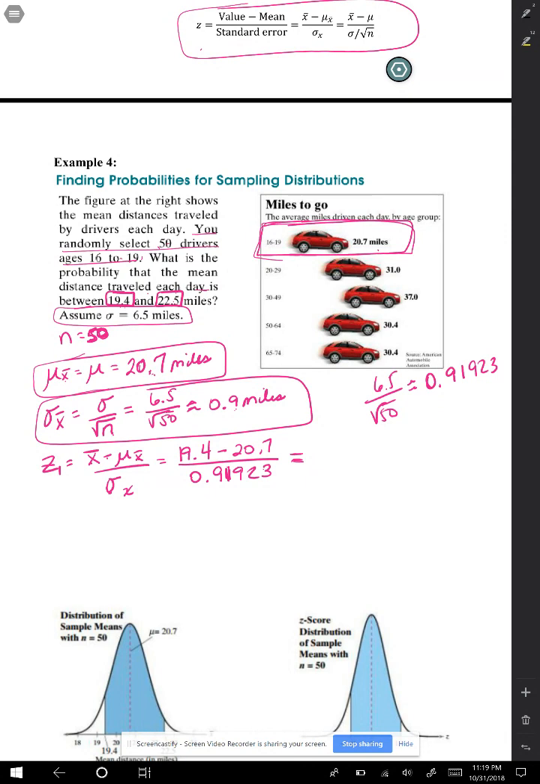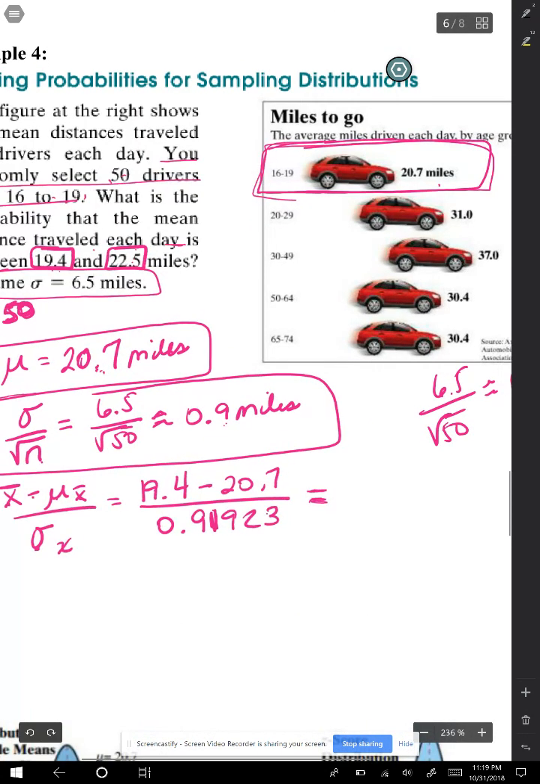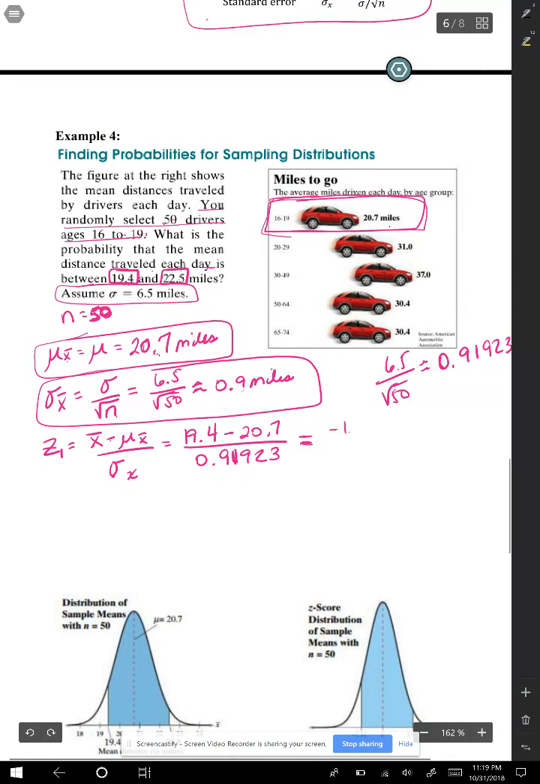So once I do this, I'm going to do 19.4 minus 20.7 and get negative 1.3. And then I'm going to divide by that 0.91923. If you keep 5 decimal places, you should be good. Shouldn't be a problem with rounding too early and getting the wrong answer. And this comes out to approximately negative 1.414. On these, I think the typical problems are going to ask for 2 decimal places on your z-scores, so that would be negative 1.41. So that's my first z-score.